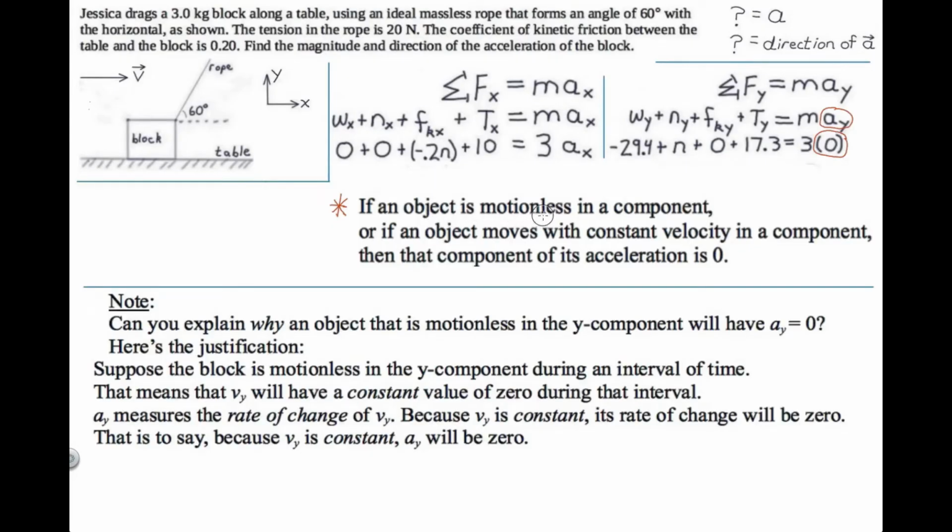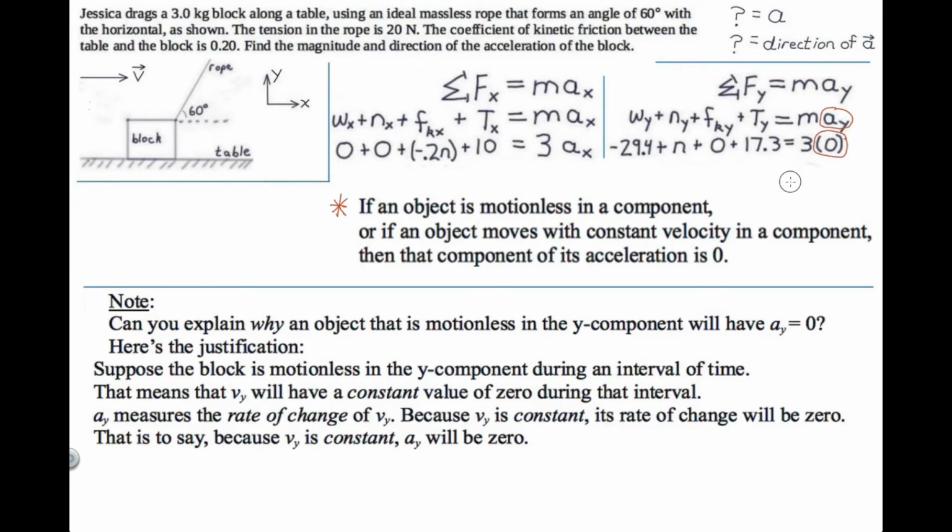If an object is motionless in a component, then that component of its acceleration is 0. In this problem, the block is moving horizontally in the x component. The block is motionless vertically. The block has no motion in the y component. Because the block is motionless in the y component, a sub y equals 0. So, we can substitute 0 for a sub y in the Newton's second law y equation.